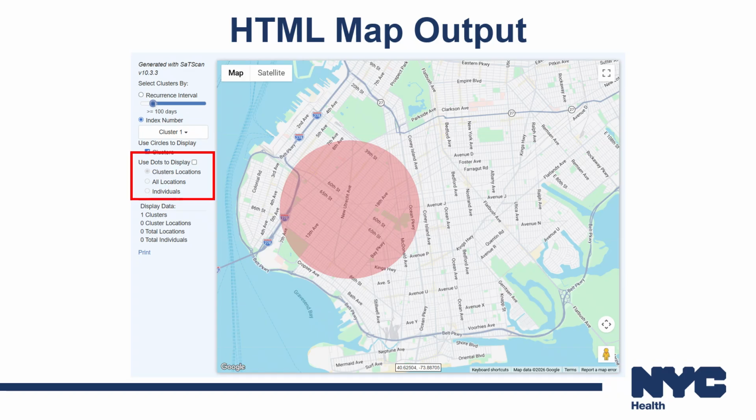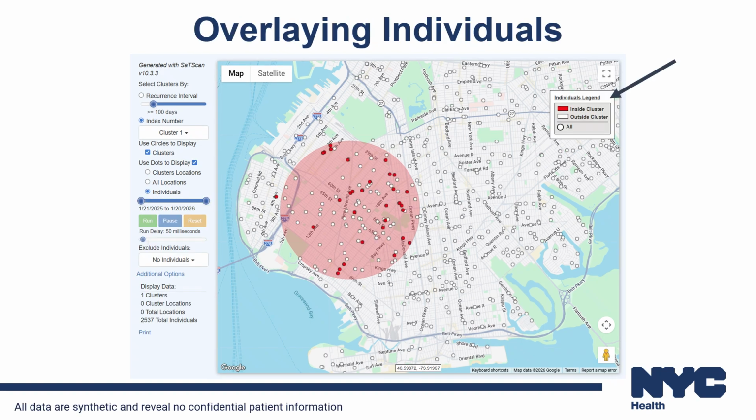If you specify descriptive latitude and longitude coordinates in the import file wizard, event locations can be overlaid on the map. By default, event locations over the entire study period are displayed and color-coded as being inside or outside the selected clusters. Here, red dots are events inside the cluster geographical area and temporal window, and white dots are events that are outside the cluster.